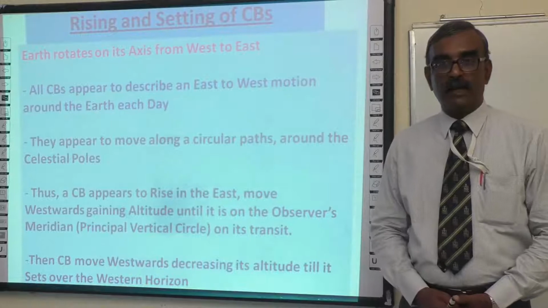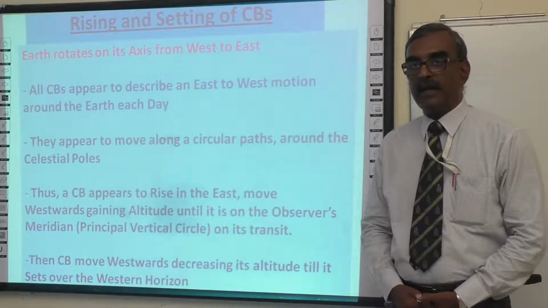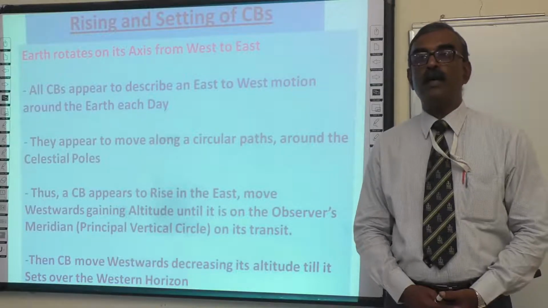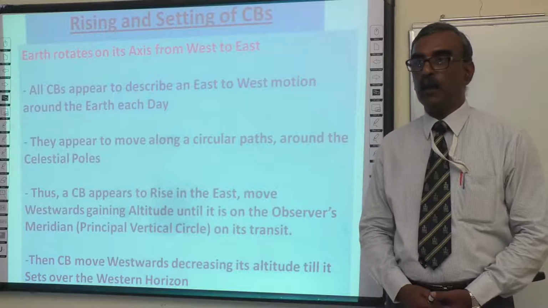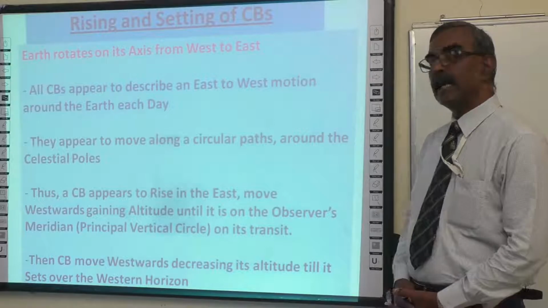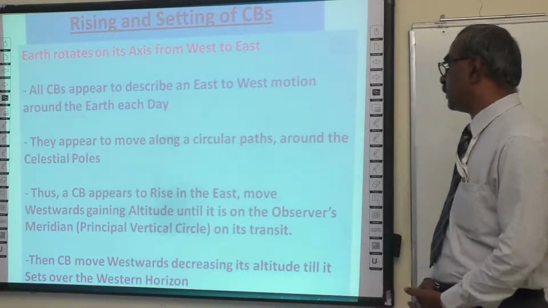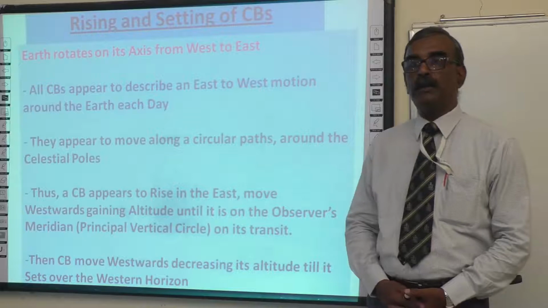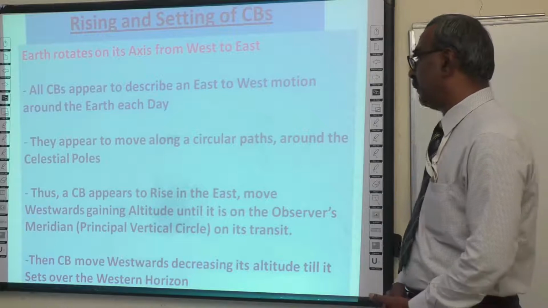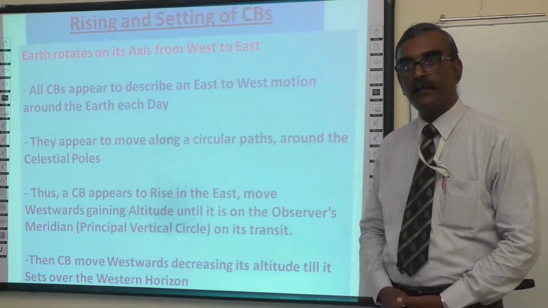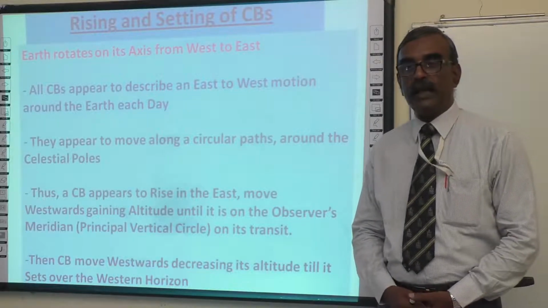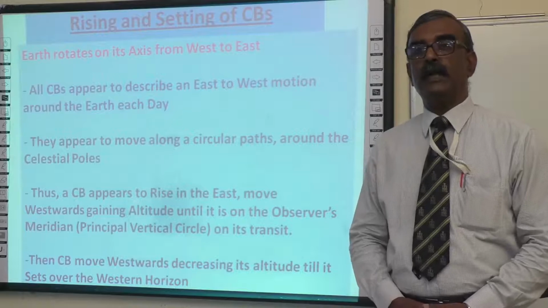All celestial bodies, gentlemen, appear to describe an east-west motion around the earth each day. They appear to move along a circular path around the celestial pole. Thus, a celestial body appears to rise in the east and move westward, gaining altitude until it is on the observer's meridian, which in the celestial equinoctial system and horizon system is termed the prime vertical circle, on its transit. Then the celestial body moves westward, decreasing its altitude till it sets over the western horizon.